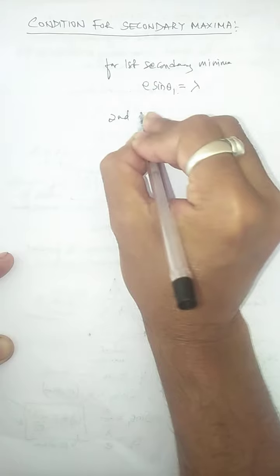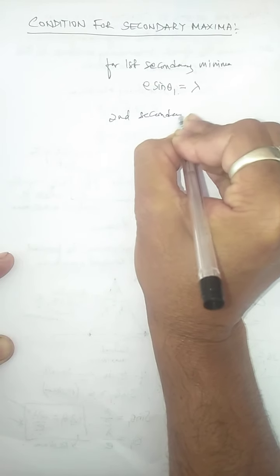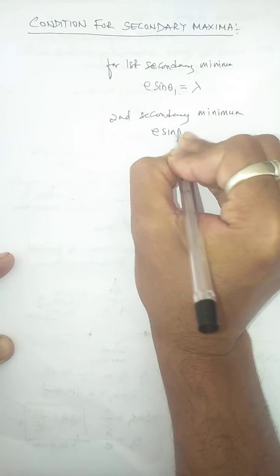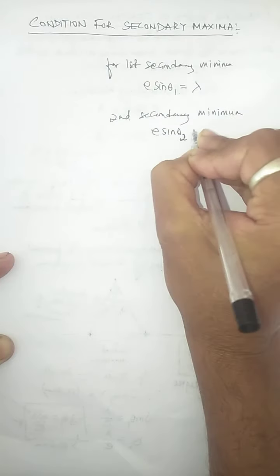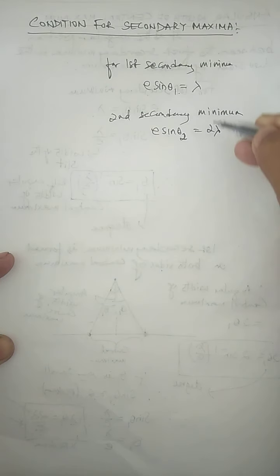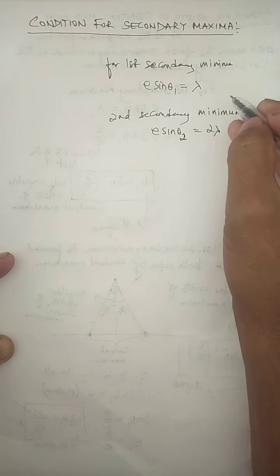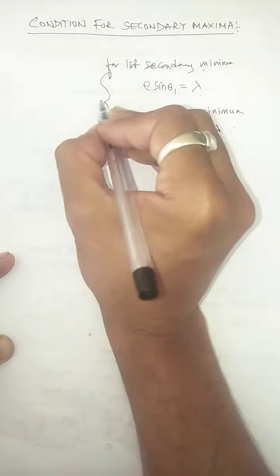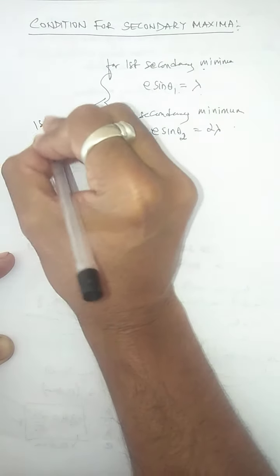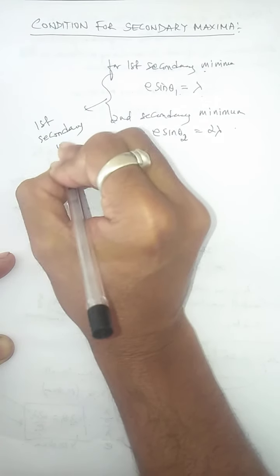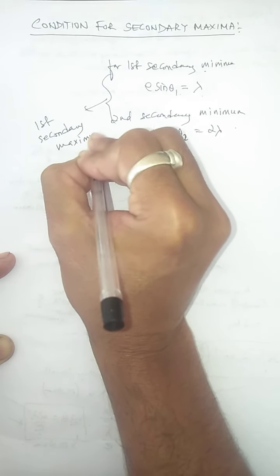Second secondary minimum condition. For the second secondary minimum, your path difference e sin theta 2 is 2 lambda. So it will be the multiple of lambda and so on. That means lambda, 2 lambda, 3 lambda, it will go on. But as I said, between the first secondary minima and second secondary minima, what is present? First secondary maxima. Let me use the word maximum.